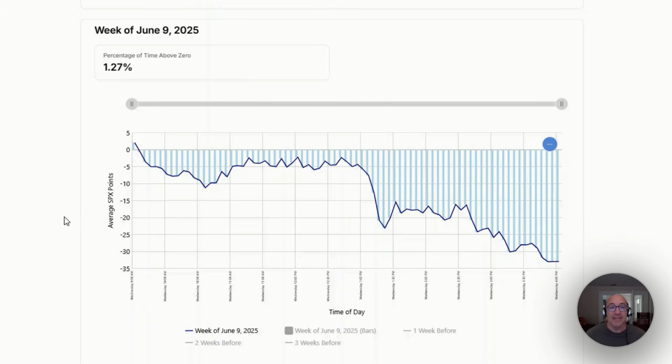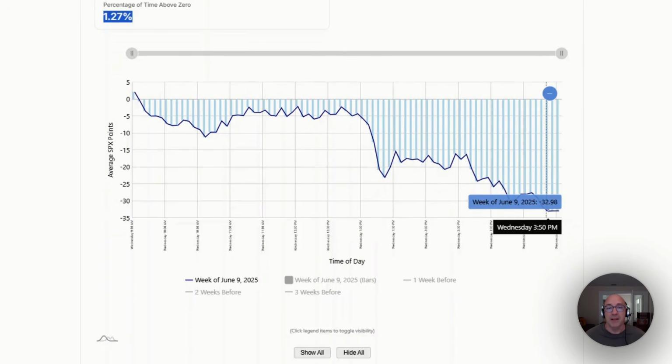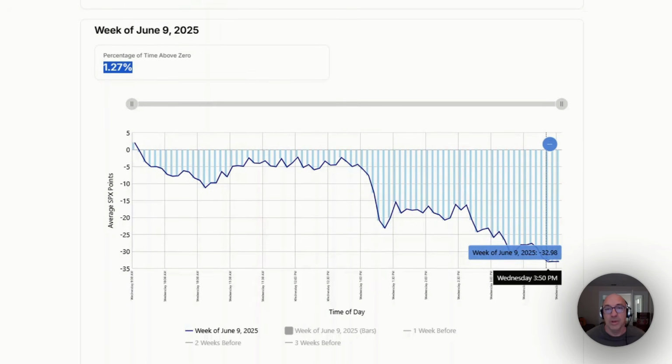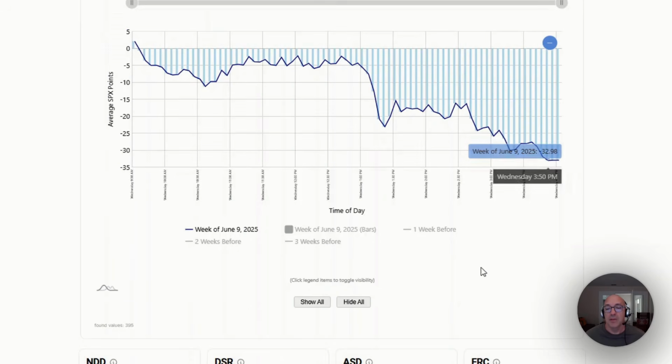In this example for June 11th, the first number we're going to notice is the percentage of time above zero. That is very low. This is 1%. That means only 1% of the entire day has typically been above zero. So this is somewhat of a bearish look. Obviously, we're into the negative SPX points here, and there tends to be sort of an end of day fade. So now I'm going into the day with, okay, the market looks a little bit bearish, but is this better or worse than last week? So this is where the new metrics come in.